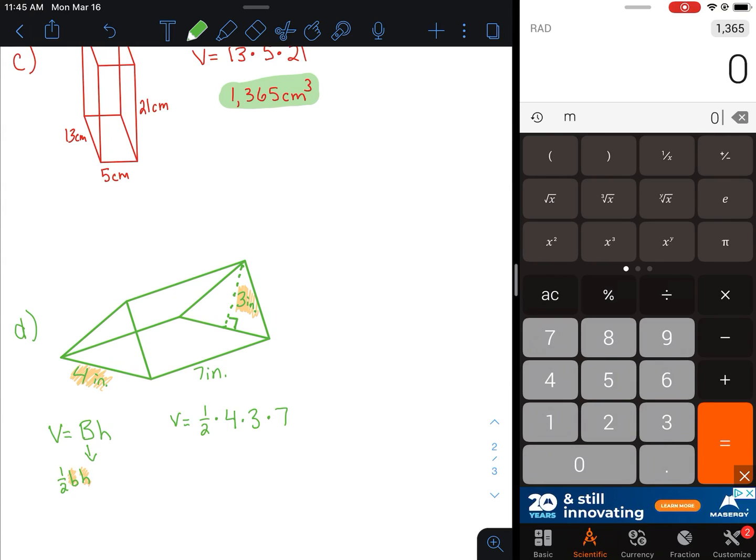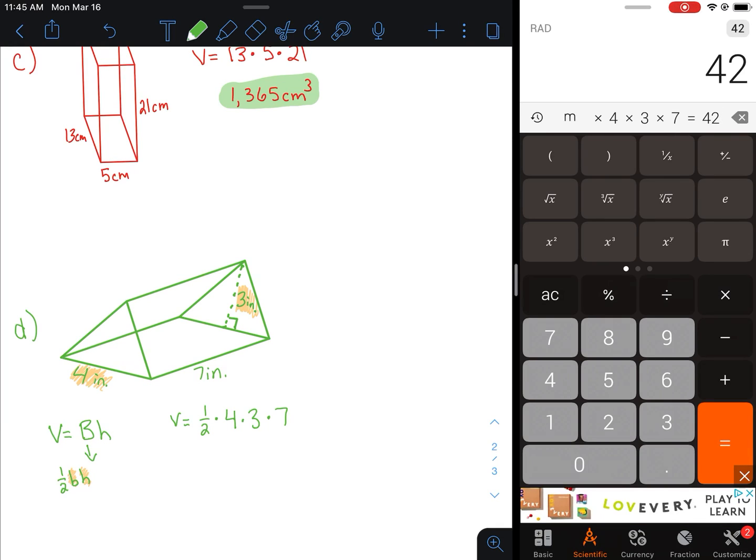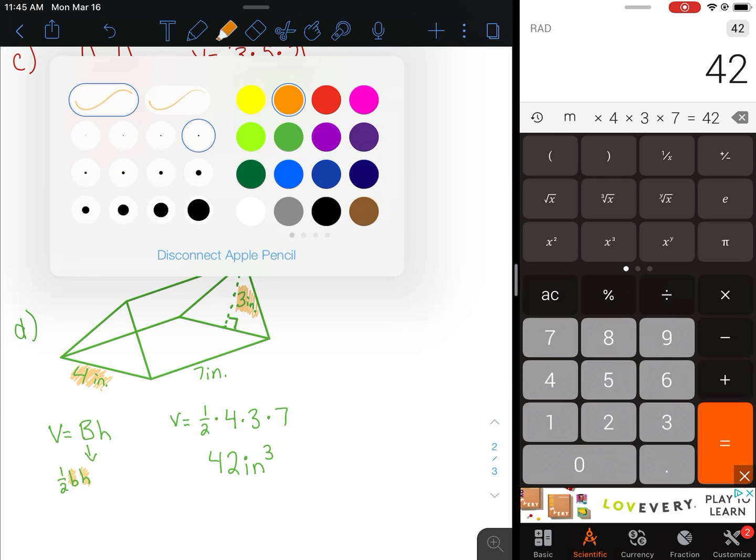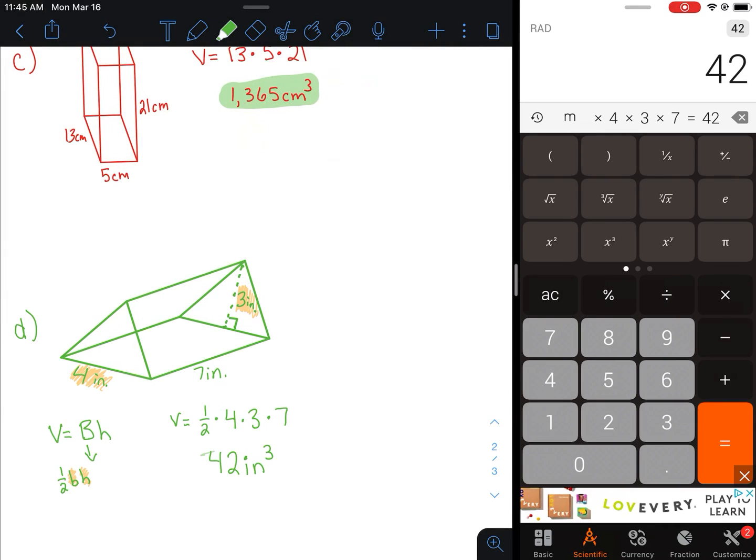So you're welcome to multiply 4 times 3 times 7 and then divide by 2. Or you also could just do 0.5 times 4 times 3 times 7. So I'm going to do the 0.5 times 4 times 3 times 7. Notice I don't have to hit equal in between each of those operations. I just enter them all in my calculator, and then I press my equal sign, and in this case it came out as a whole number, so I don't even need to round, and I am working with inches, so it is cubed. And this would be my answer.